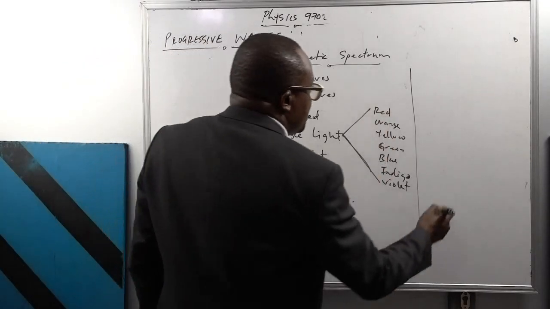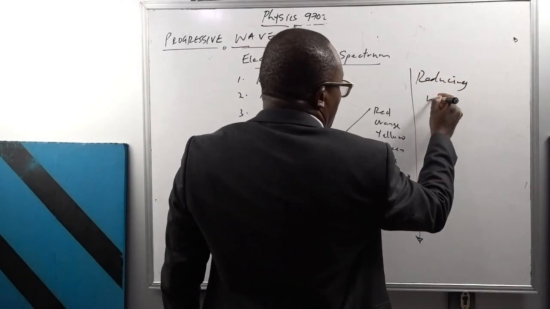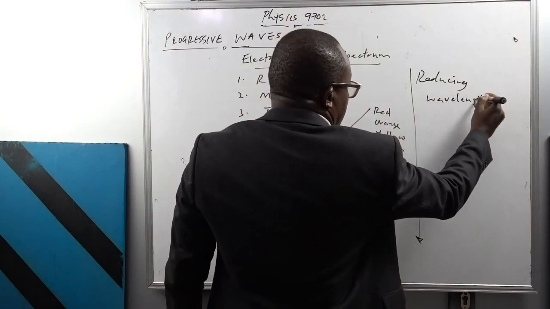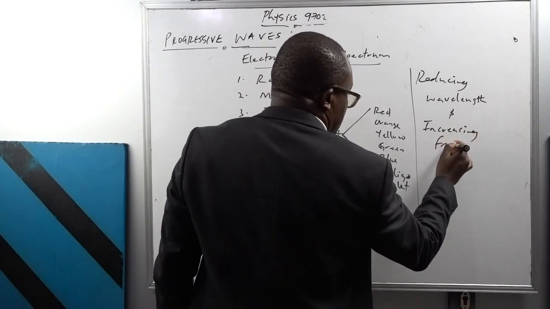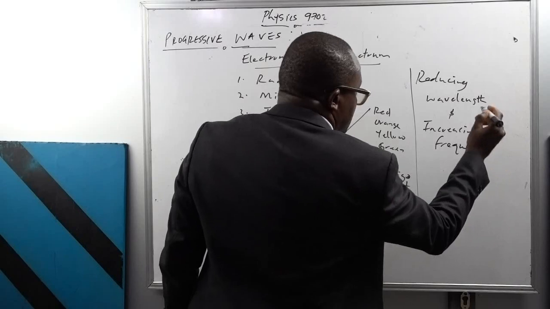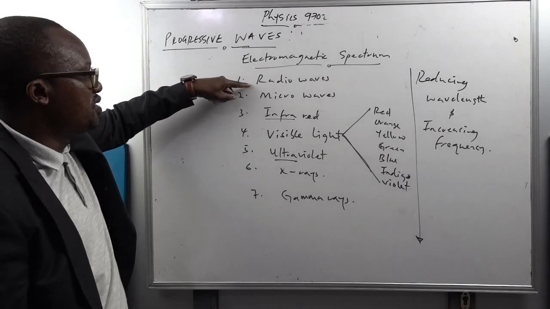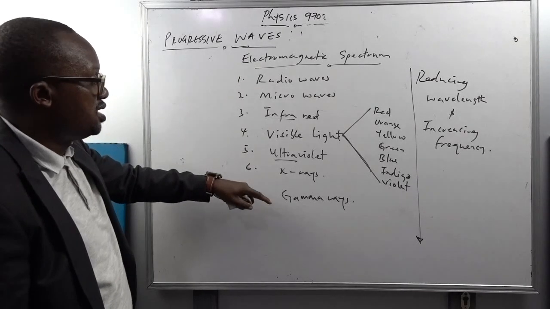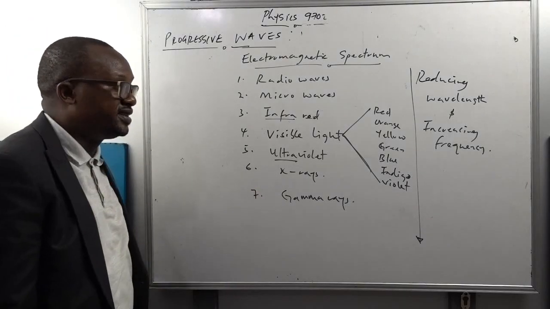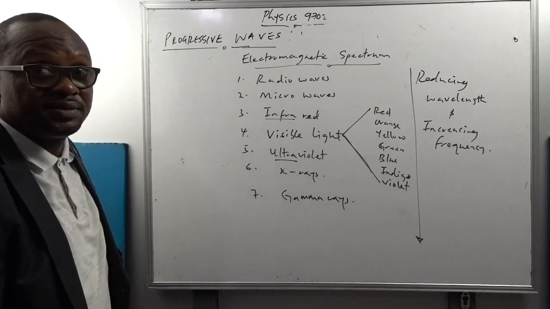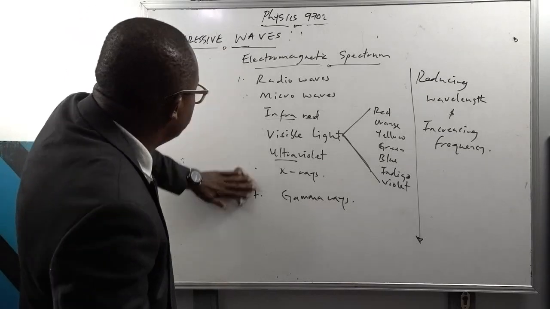I've arranged all of this in order of reducing wavelengths and increasing frequency. So red has the highest wavelength but the shortest frequency. Gamma rays have the highest frequency but the shortest wavelength. Okay? Then we go to the next one.